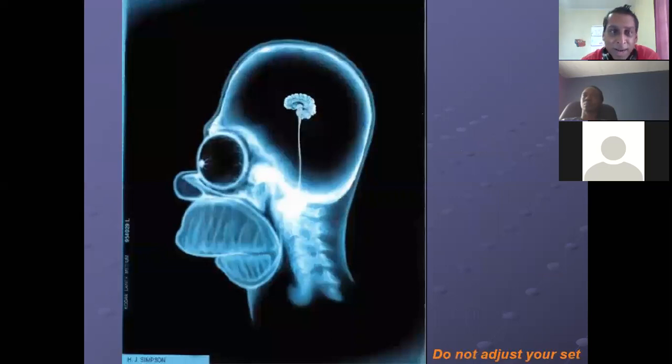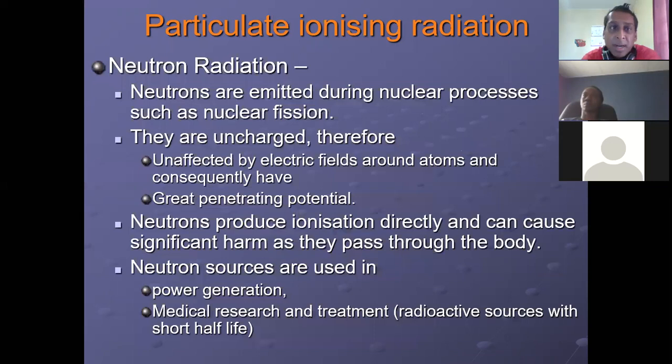Today it is of course normal to get an X-ray done, right? Broken or fractured bone or whatever, an X-ray is one of the first things that they'll have taken in the medical industry, right? So now looking at neutron radiation. Neutrons are emitted during nuclear processes such as nuclear fission. And again, those are some physics terms there.